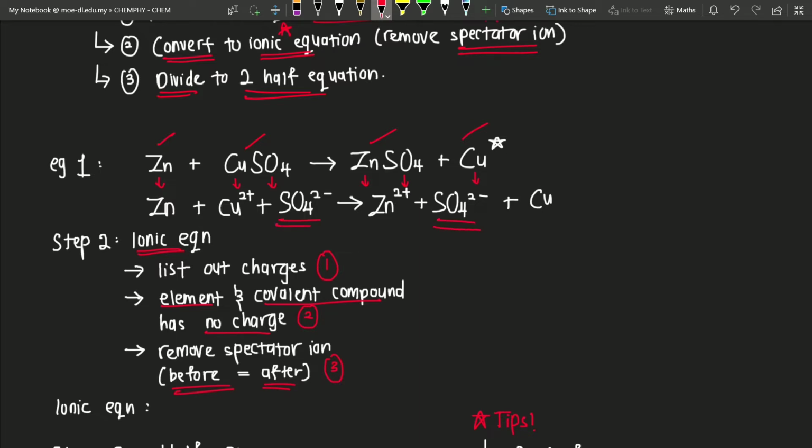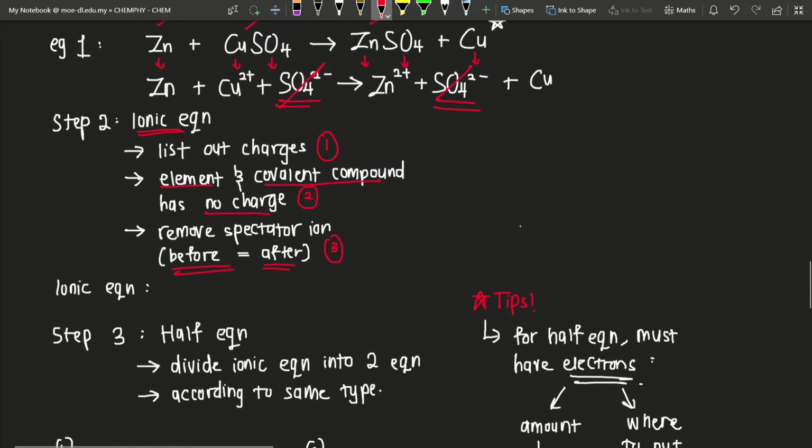Kalau you guys tengok sebelumnya adalah SO4 2-, and after reaction we will also get SO4 2-. But if you guys take a look at zinc, before is Zn, after reaction is Zn2+, so it changed. So it's not a spectator ion. If you guys take a look at Cu2+, before reaction is Cu2+, after reaction is Cu. So it's already changed, so it's not a spectator ion. So our spectator ion will be SO4 2-. So you guys will cancel out or remove the SO4 2-.